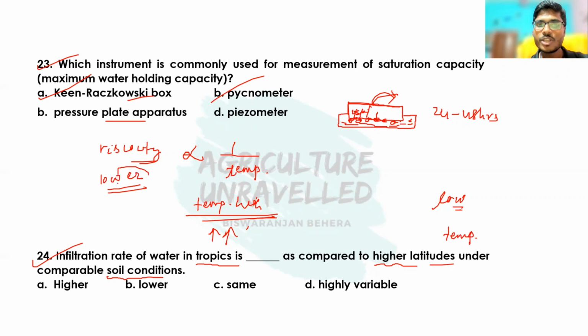Okay, when the viscosity is lower, it means that the frictional force between two layers of water is lesser. As a result, water can easily penetrate the soil. So that is the reason why the infiltration rate is always higher in case of tropics as compared to temperate regions with the comparable soil conditions. Okay, so I think it is clear now.